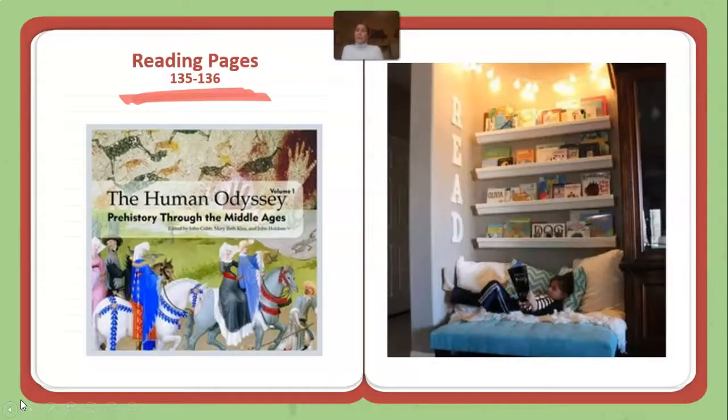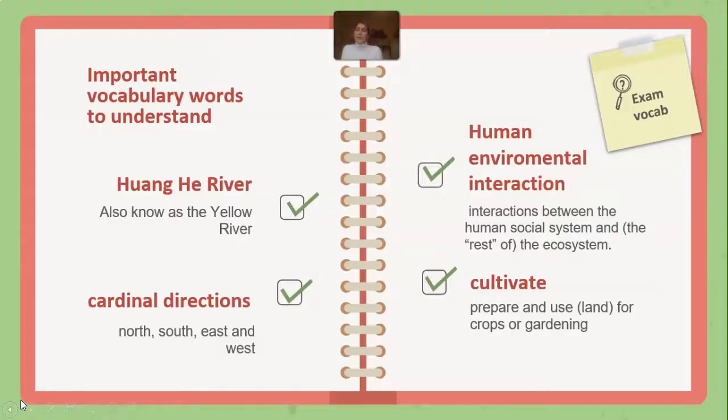And now we come to your reading pages. Make sure that you've read pages 135 to 136. Not very much reading for this lesson, but definitely some important information in there that you need to get to know. And then important vocabulary words to understand.